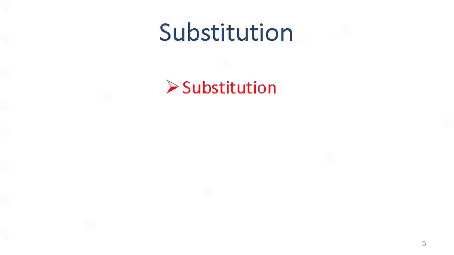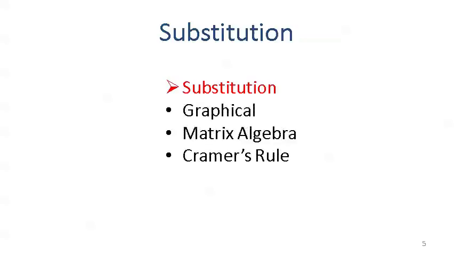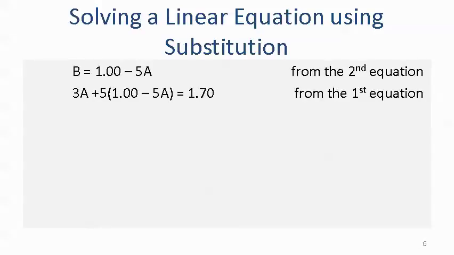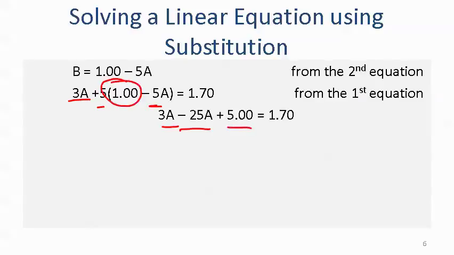So let's go on to the first of the techniques. We're going to use substitution. Then after we solve substitution, we'll move on to the others. Okay, let's take what we've just determined, that b equals 1 minus 5a. We'll substitute that into the first equation, and now we're going to multiply that out so that we have 3a. I'm going to go for the 5a term next. So I've got 5 times minus 5a to get minus 25a. And 5 times 1 is going to give me 5.00. And that all equals 1.70.